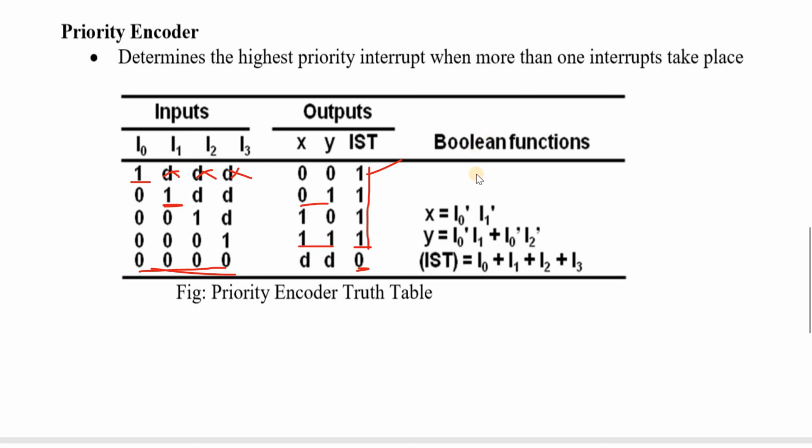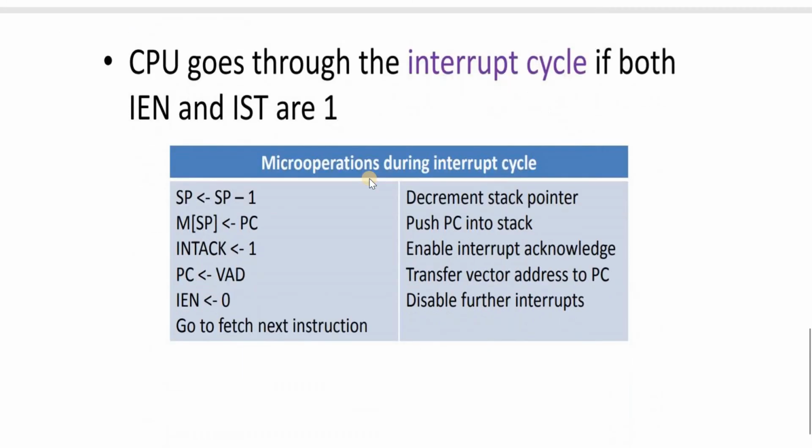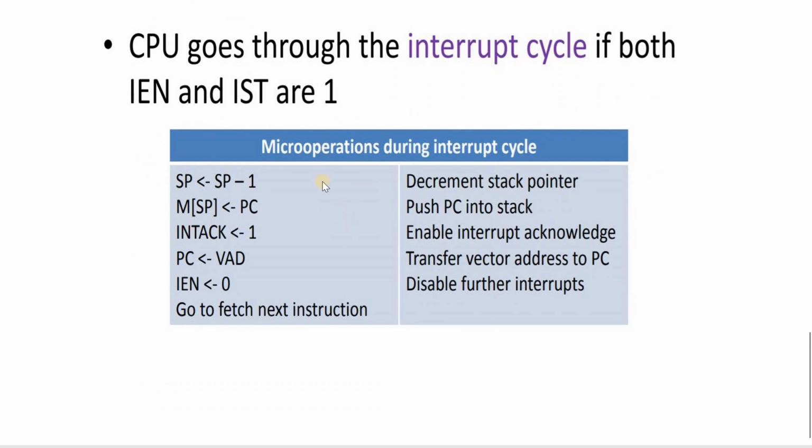With the help of this two-variable Karnaugh map, we generate these three output functions: X equals I0 bar I1 bar, Y equals I0 bar I1 plus I0 bar I2 bar, and IST equals I0 plus I1 plus I2 plus I3. These are the three output functions. Coming to the final block diagram, the final tabular form.